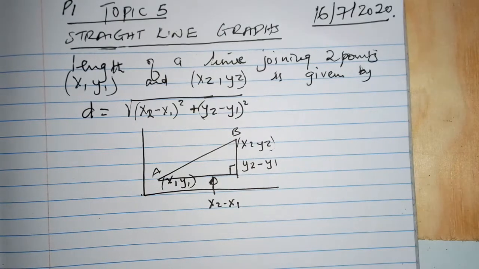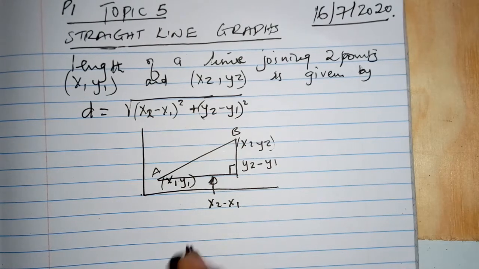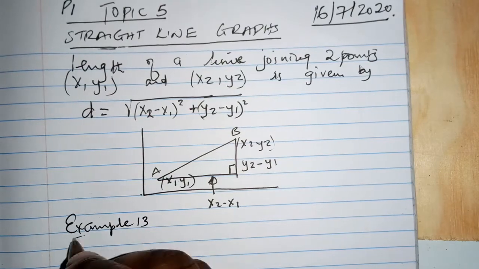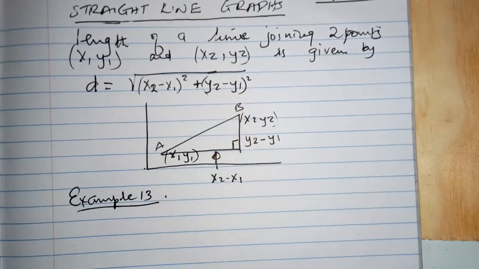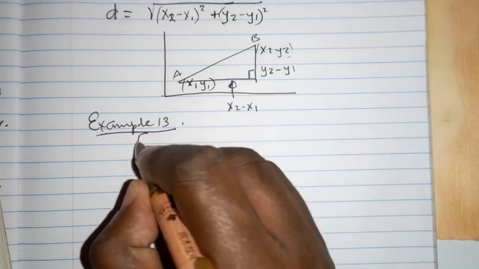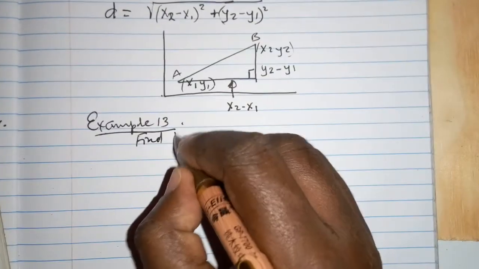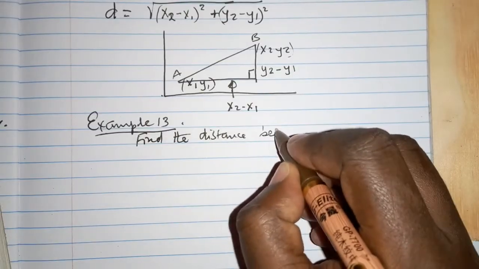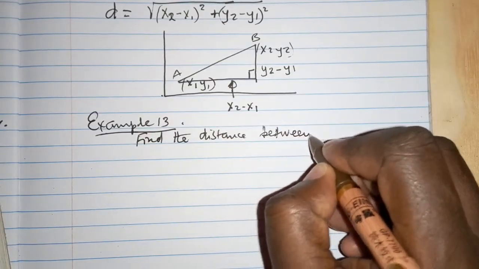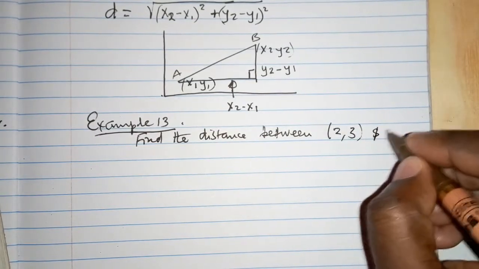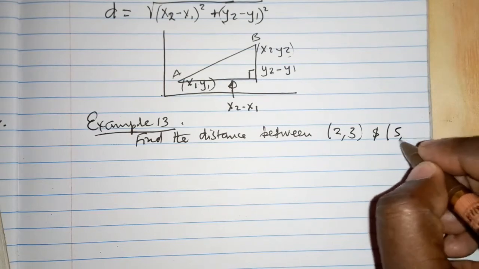And I want us to go straight to example 13. Example 13 on page 97, and we are supposed to find the distance between (2, 3) and another point (5, 7).